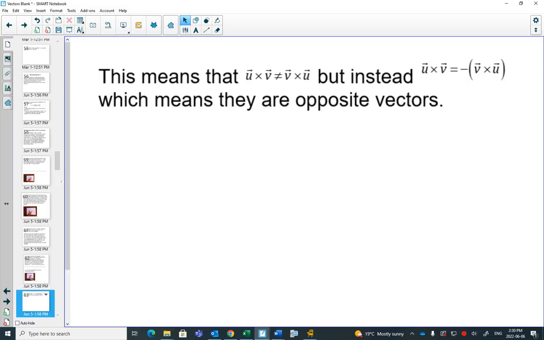So we talked about this already. The cross product, Aidan mentioned it. The cross product, u cross v and v cross u, are not the same, but they're almost the same, just in opposite directions. So we could say that u cross v is equal to negative v cross u, because they're opposite vectors, and you can make a vector opposite just by multiplying it by a negative.